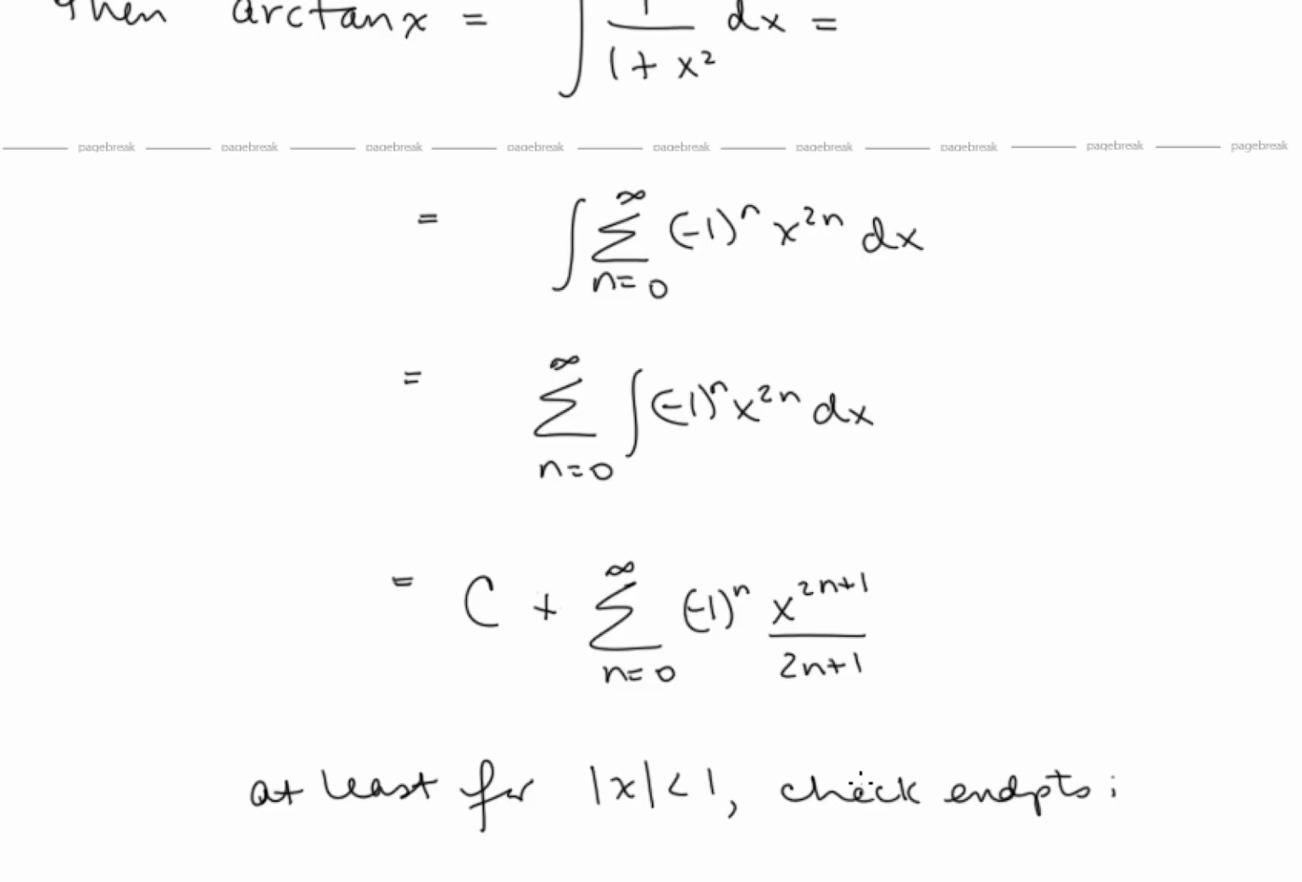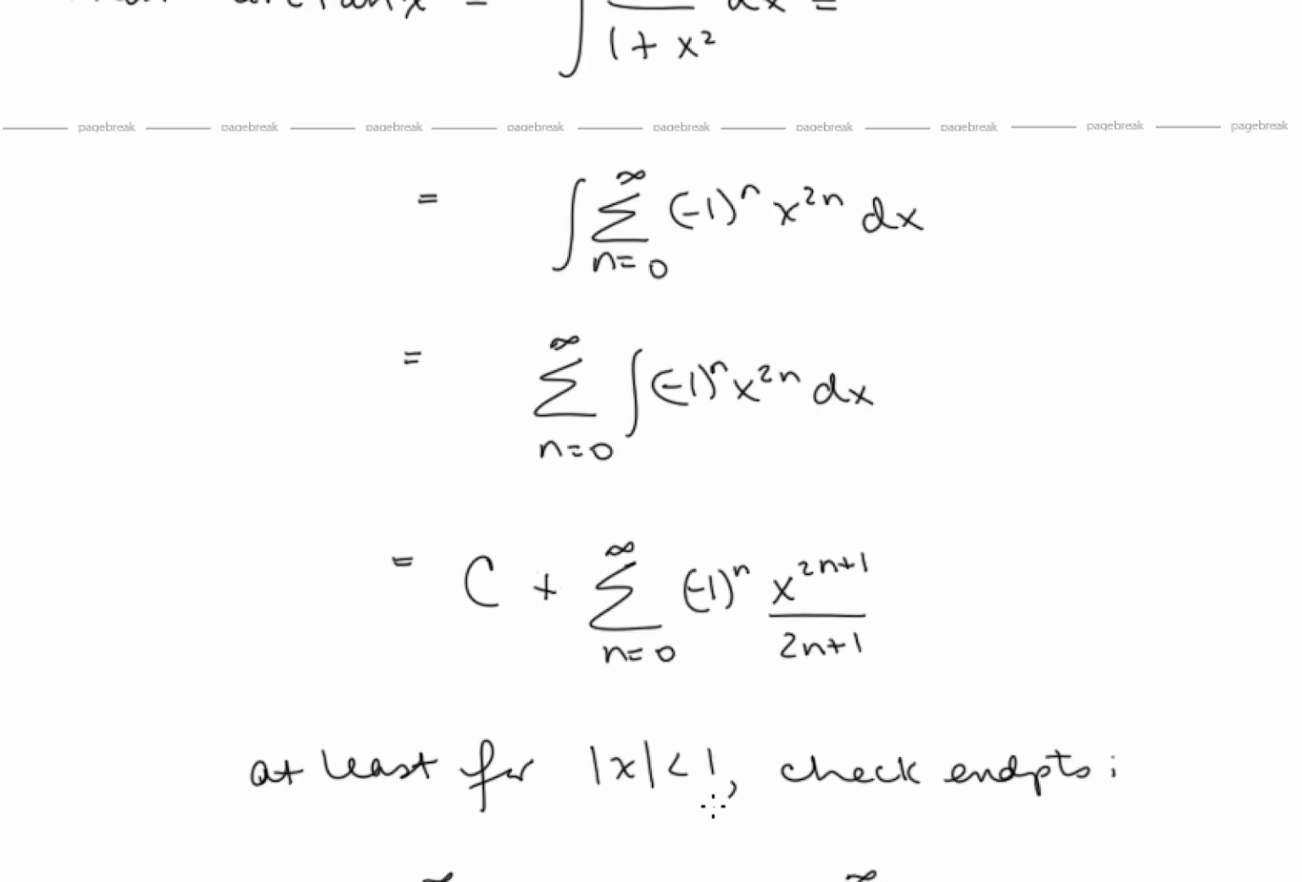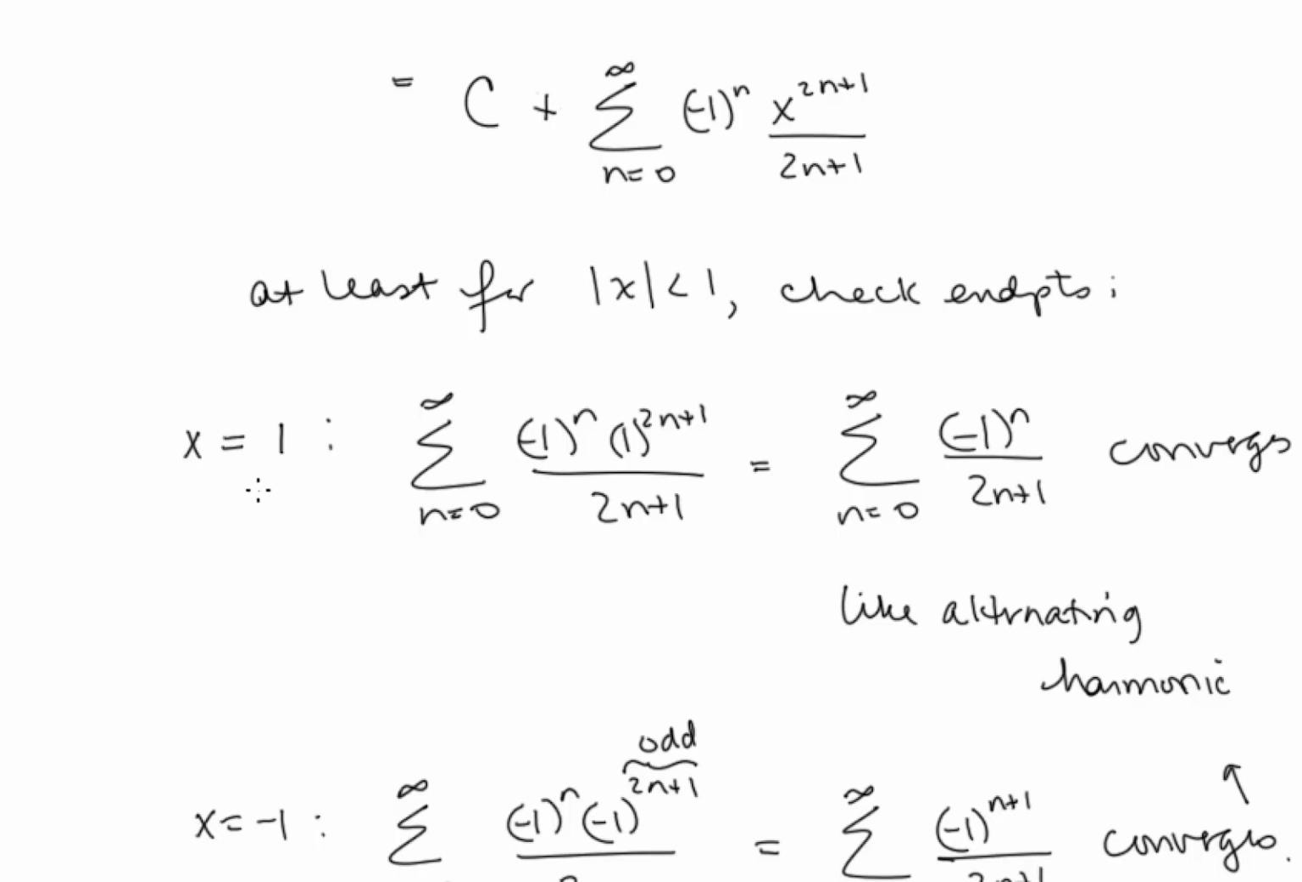And we know this is true at least for the interval of convergence of the original series, which was absolute value of x less than 1. But we do want to check the endpoints here to see if the behavior has changed with the integration. For x equals 1, we take a look at the series, and we have 1 to the 2n plus 1 here, which is just 1. So we have negative 1 to the n over 2n plus 1. This is going to converge like the alternating harmonic series, and you can use the alternating series test to prove that.